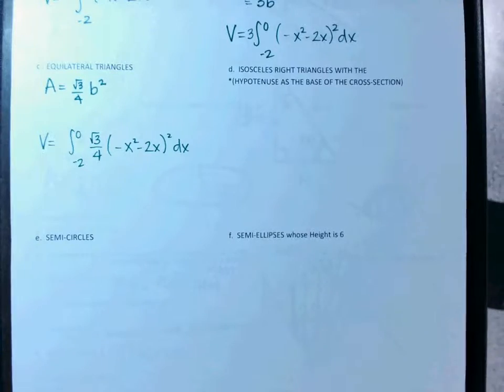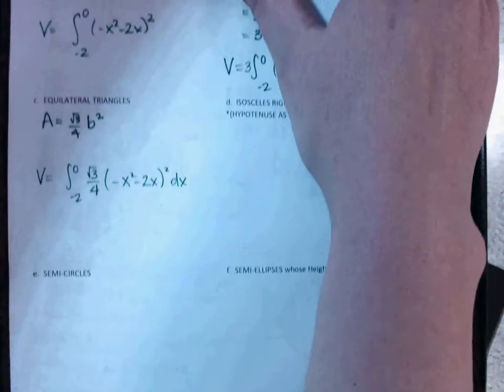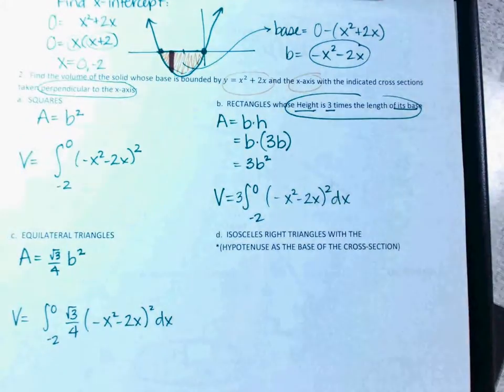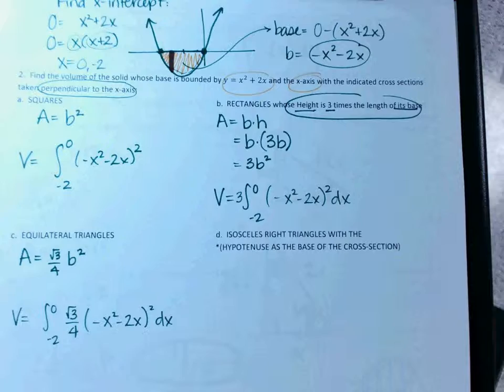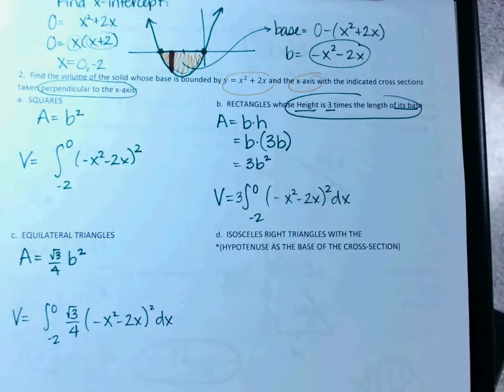Okay guys, so we are picking up on yesterday's notes. So let's just review what we had already gotten through. Remember that we'd graphed the region, we'd found the x-intercepts, which were 0 and -2, and that gave us the endpoints here and here. Then remember that we defined our base as top minus bottom.